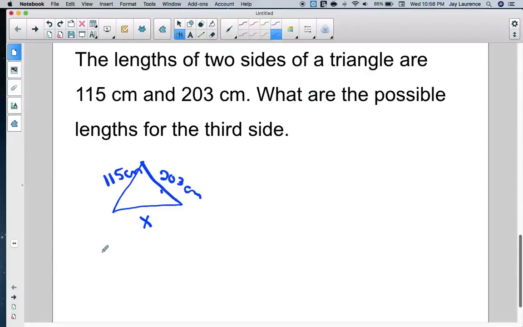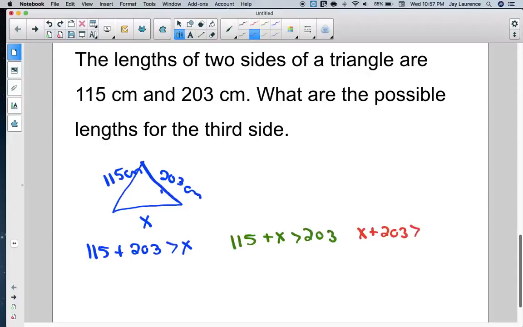Let me see here. I'm going to go 115 plus 203 is going to be greater than x. The next inequality is going to be 115 plus x is greater than 203. And the third one is going to be x plus 203 is greater than 115. Well, that's the trivial one because 203 is automatically larger than 115, so I'm going to ignore that one. All right, so I'm going to solve each of these.